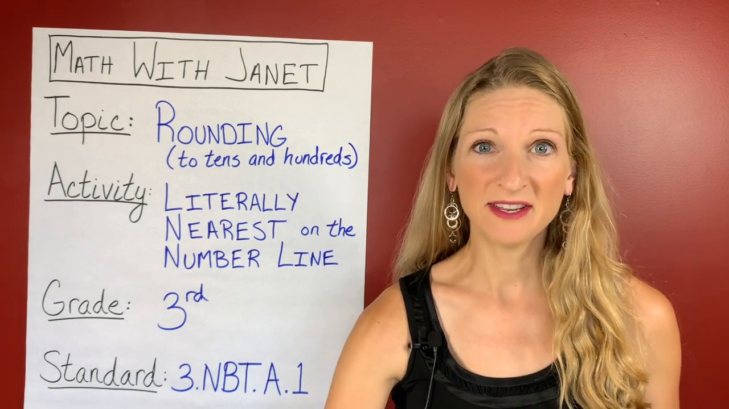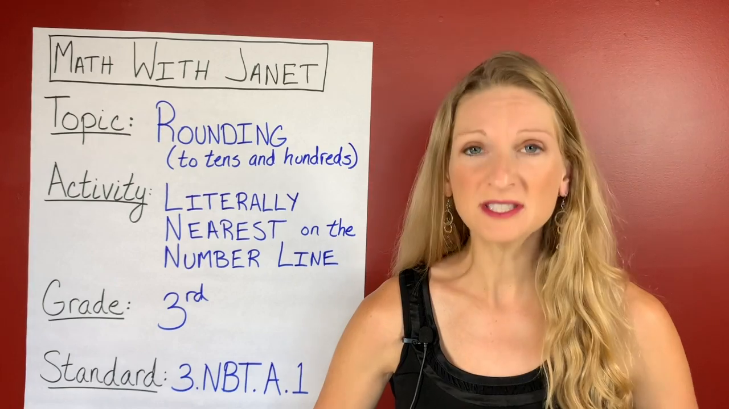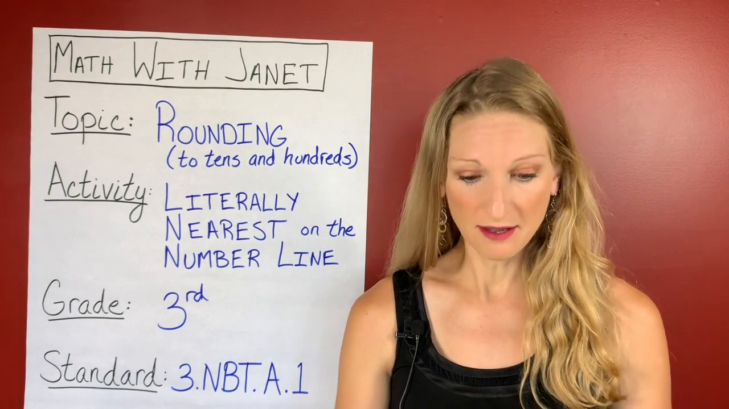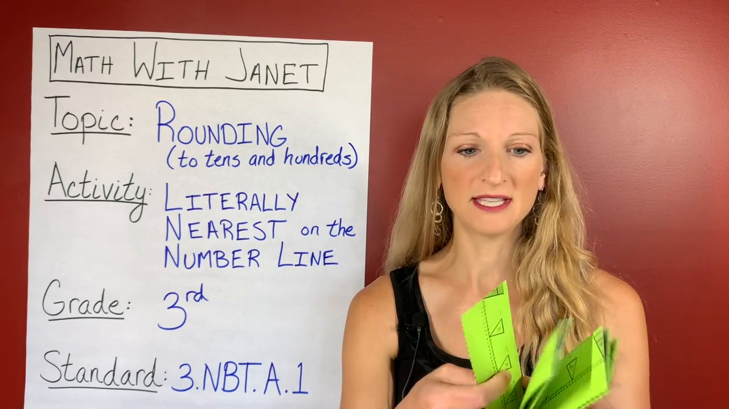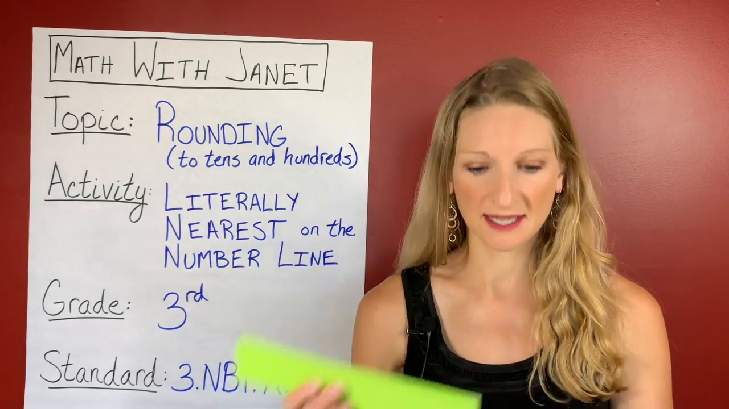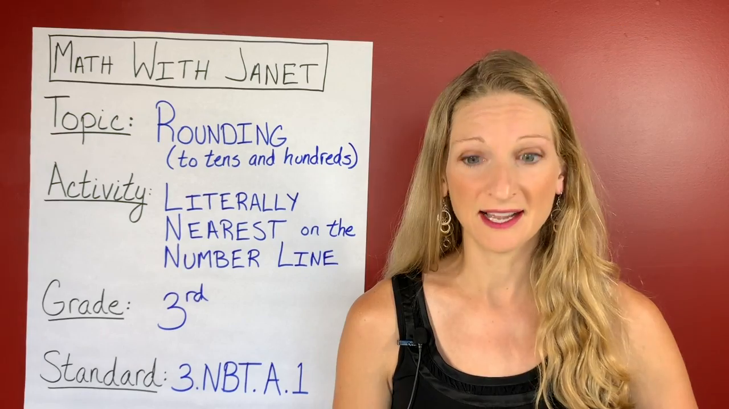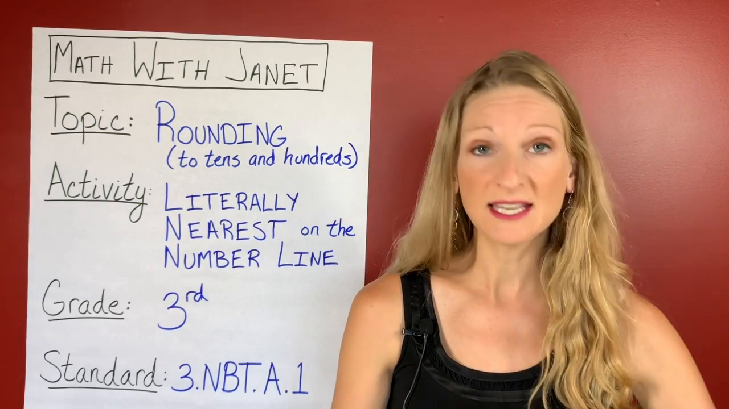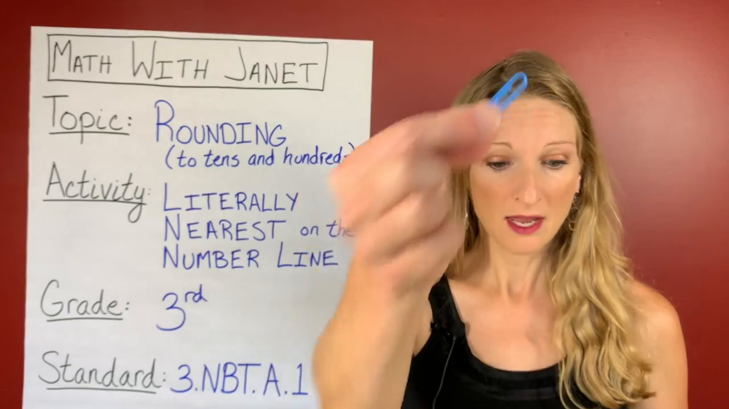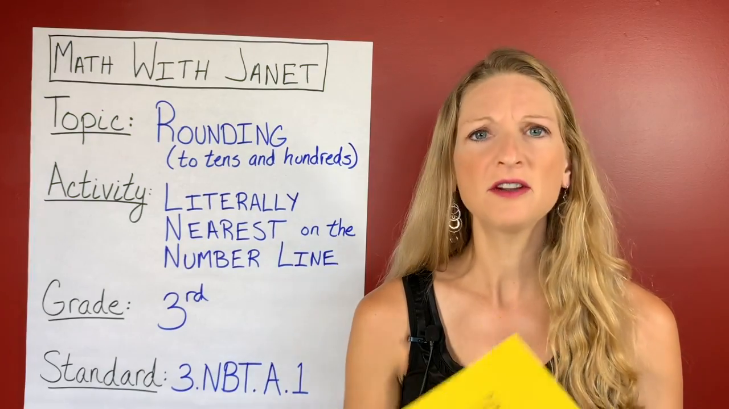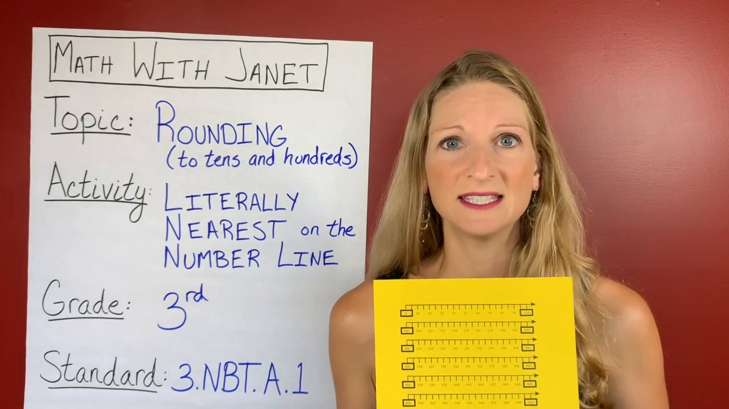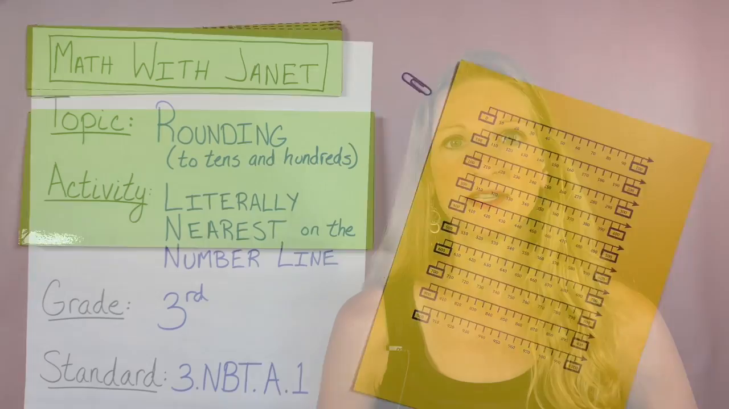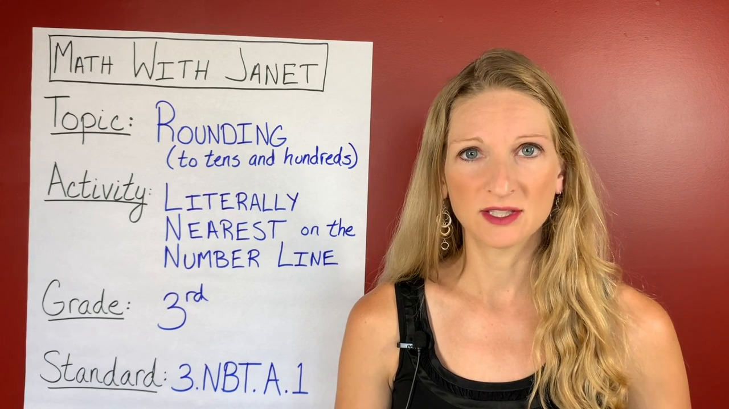For today's activity, we're going to need some materials. The first thing that we're going to need is a number line that goes from 0 to 1,000, and you can download the template and cut it out and tape it together from the website mathwithjanet.com. We also are going to need a paper clip, and then our other number line that goes from 0 to 1,000 but counts by tens instead of ones is going to be useful for us today as well.